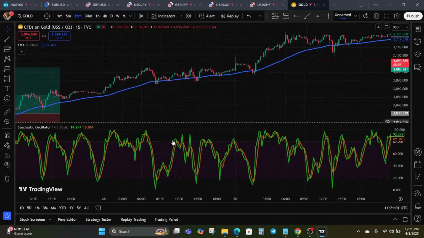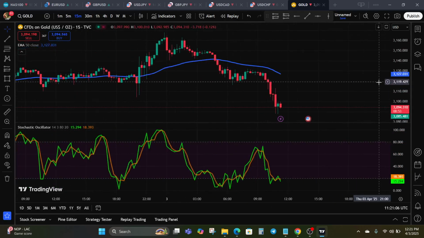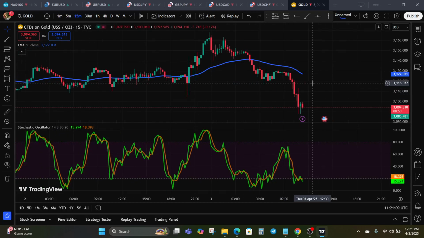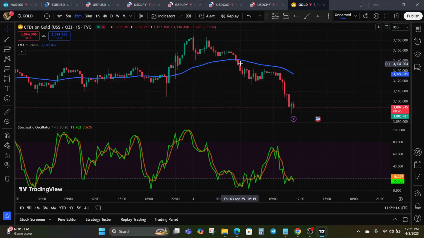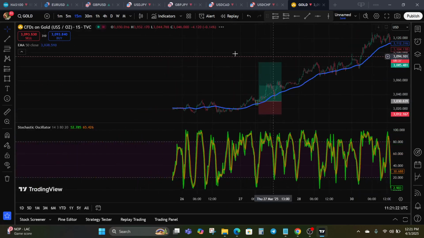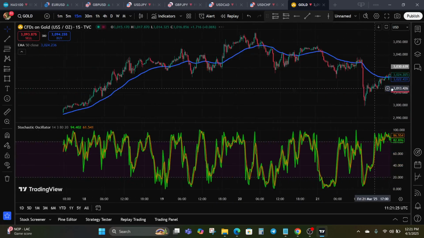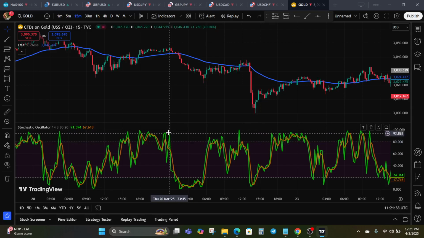Now for a sell trade, you must ensure that price is below the 50 EMA. And then you ensure that the stochastic has entered overbought territory. Let's look for another example since we didn't find a good one there. So this is another example. Price must be below the 50 EMA. Stochastic must be above the 80 level, that is overbought, and crossing downwards. There must be a downward cross.